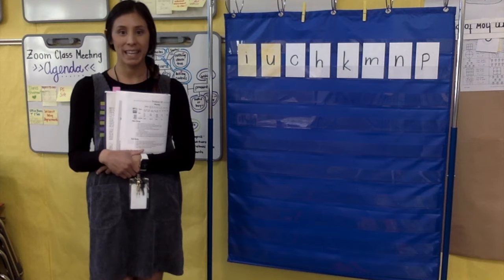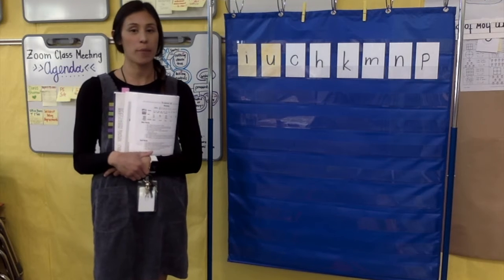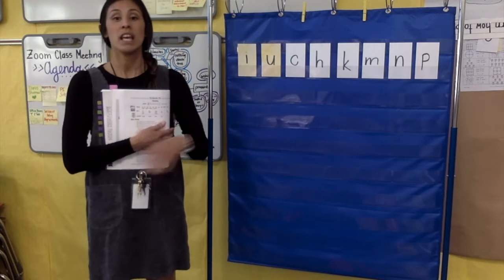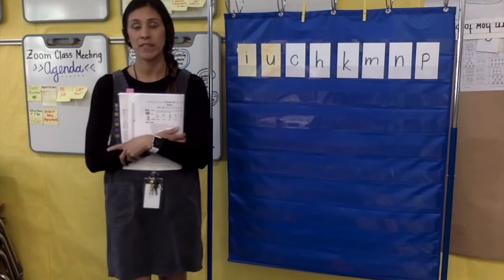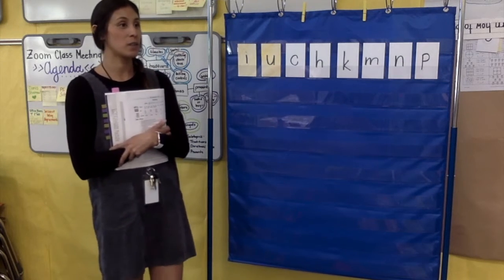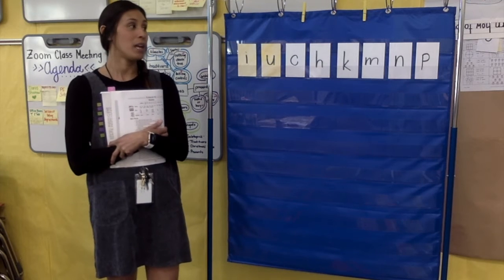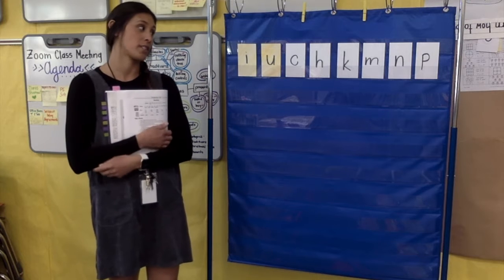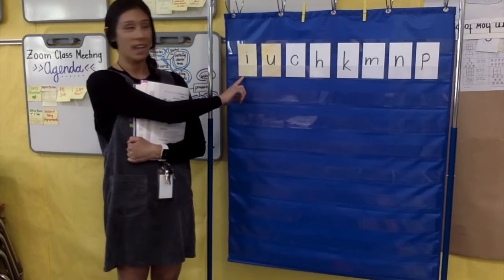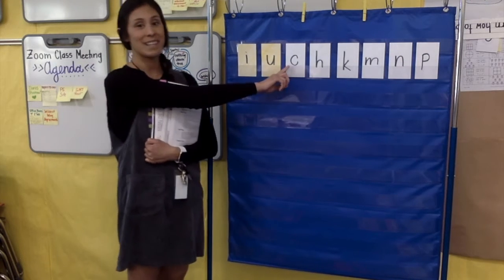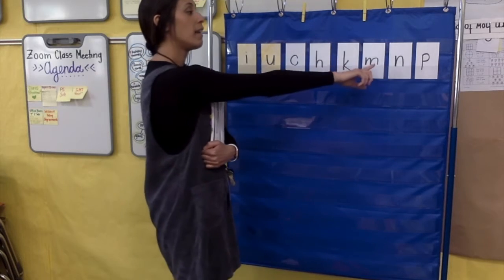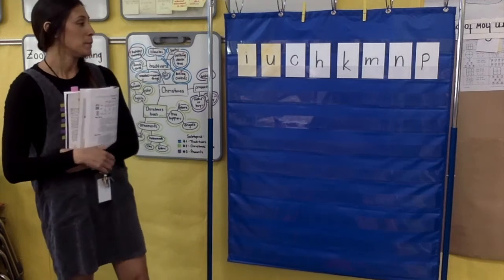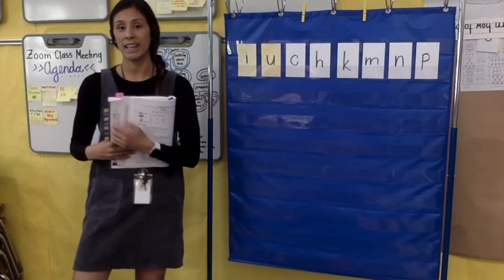So if you are here, make sure that you have all of the proper materials. You need to make sure that you have your letter tiles prepared. If you don't, then go ahead and pause the video and get your letter tiles ready and then come back. If you are here, let's just double check and make sure that you have the correct letter tiles. So you need an I, a U, C, H, K, M, N, and P. All right? Okay, so we're going to go ahead and get started.